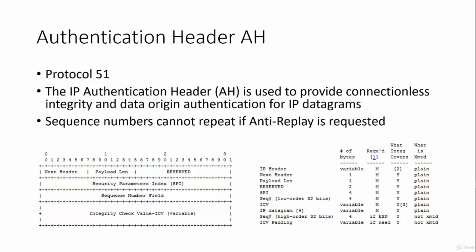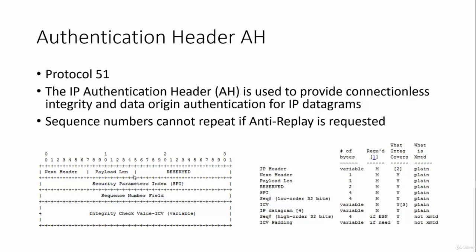Authentication header uses anti-replay to make sure that packets don't get captured and resent or replayed back by an attacker. With anti-replay detection, the sequence number cannot repeat again. If we look at the actual authentication header, it starts with the next header, which is the actual protocol that is carried inside the payload. This points at the IP protocol number, whether it's TCP, UDP or ICMP, and so on.